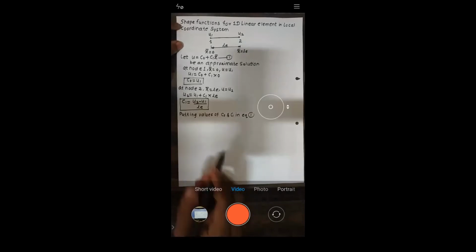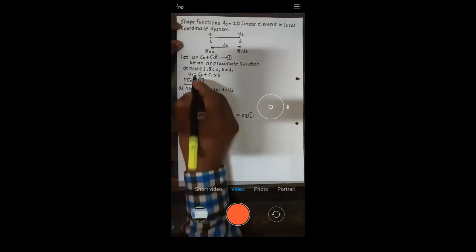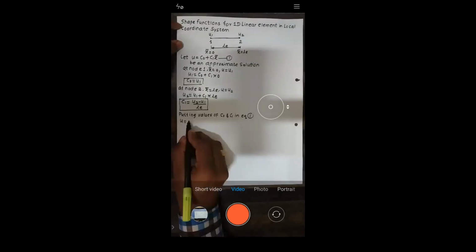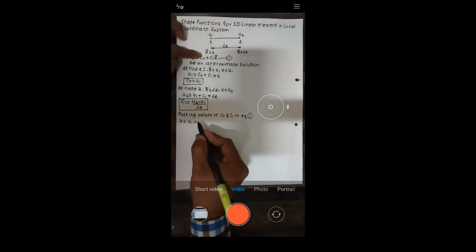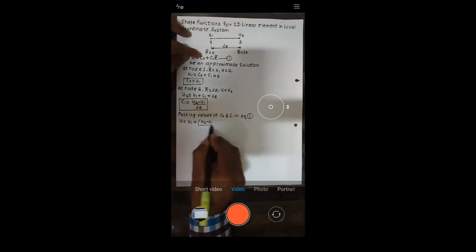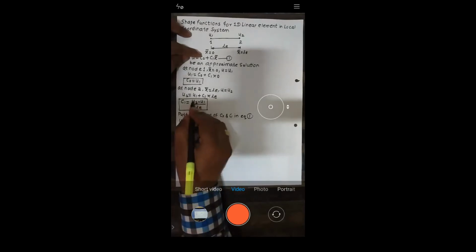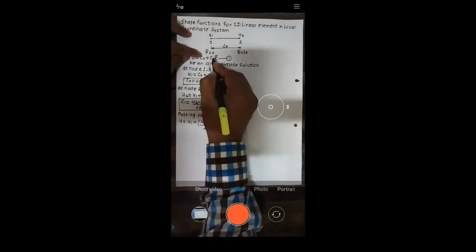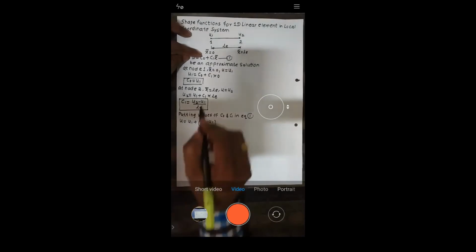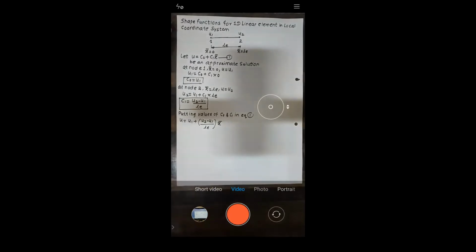So let's see. U is equal to, what is the value of C0? It is U1. C0 is U1 plus, what is the value of C1? It is U2 minus U1 by LE. This is C1. U2 minus U1 by LE into X bar. Is it okay? Let me know.